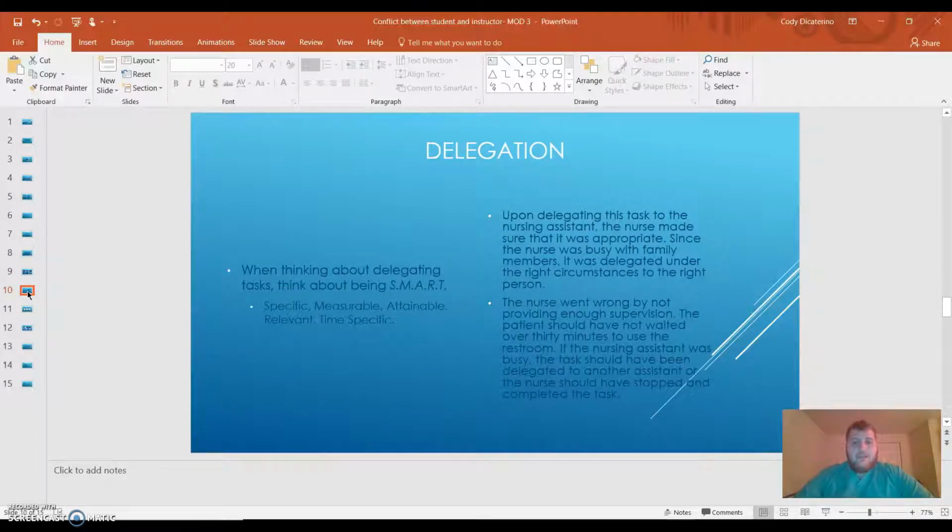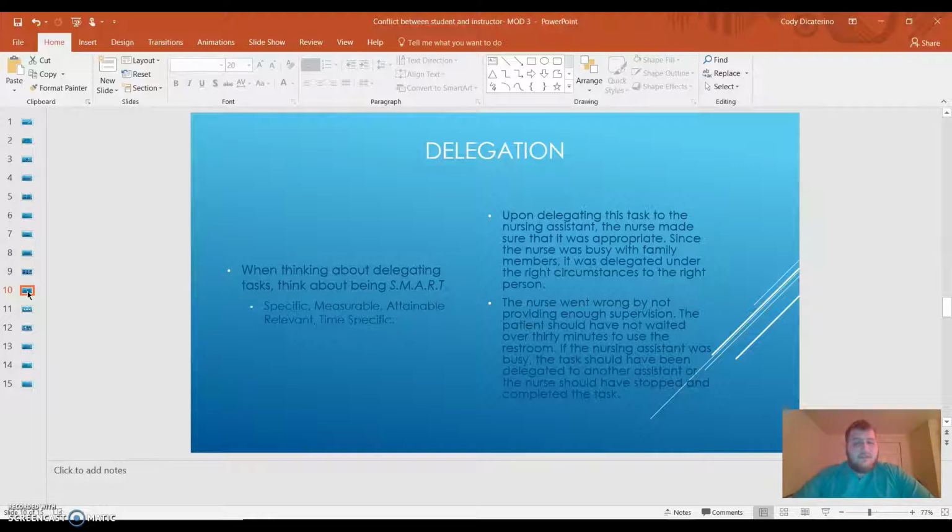So upon delegating this task to the nursing assistant, the nurse made sure that it was appropriate. Delegating baths or asking a nursing assistant to please assist a patient to the restroom or bedside commode or bedpan, however they use it, is definitely appropriate. Since the nurse was busy with family members, it was delegated under the right circumstances to the right person. The nurse was a little bit wrong by not providing enough supervision.